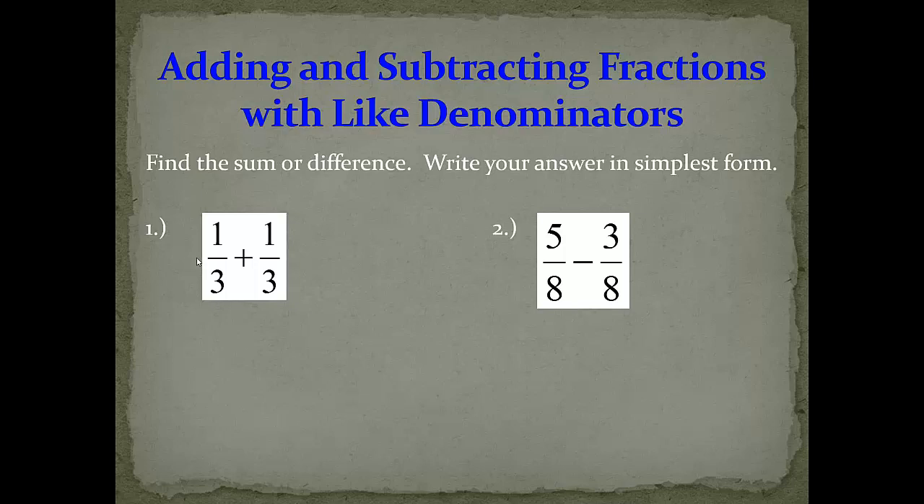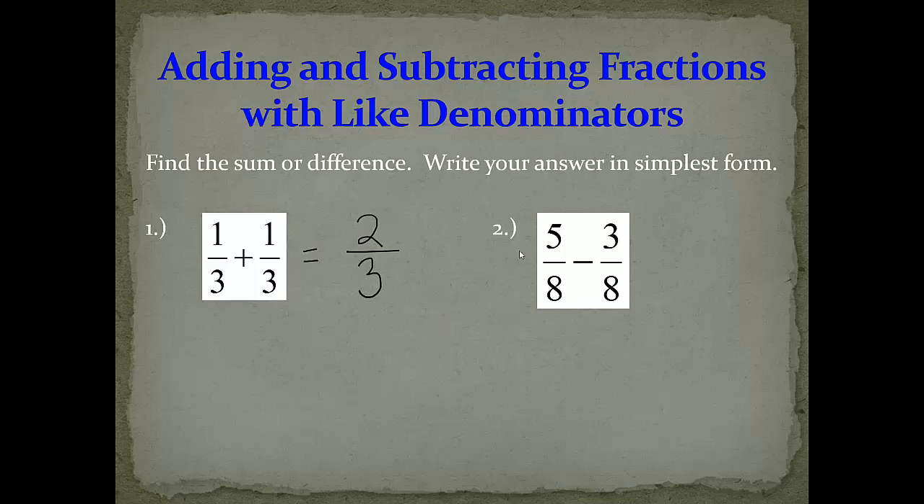When we are adding fractions, the first thing we need to do is look at our denominators. If our denominators are the same, then all we do is add our numerators. So our denominator for this problem is 3 for both fractions. So we're going to go ahead and add our numerators. So 1 plus 1 is 2, and then our denominator stays the same. So 1/3 plus 1/3 equals 2/3.